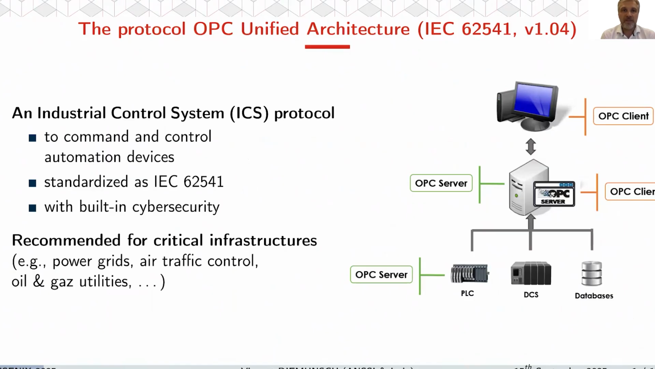The protocol OPC Unified Architecture is an industrial control system protocol that is used to command and control automation devices. Typically, an operator at a client workstation in a control room can interact with a SCADA server that supervises an industrial process. The SCADA itself is the client of many automation devices, such as programmable logic controllers, that act as small servers. OPC UA version 1.4 is standardized as IEC 62541 and has built-in security.